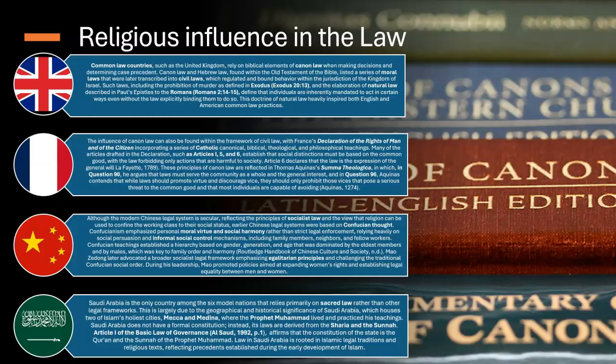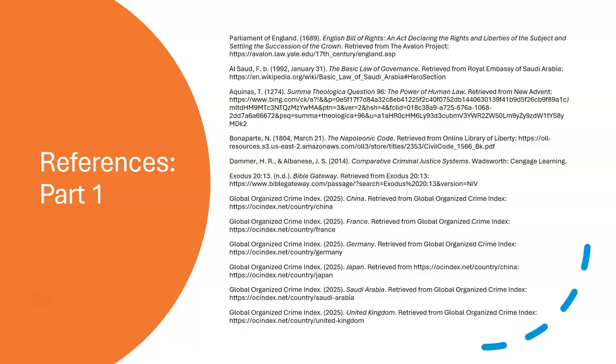On the other hand, although the modern Chinese legal system is secular due to the principles of socialist law, the Chinese legal system before the communist takeover of China was based on Confucian thought. Lastly, Saudi Arabia is the only country among the 6 model nations that relies primarily on sacred law rather than other constitutional frameworks. This is due to the fact that the laws are derived from the Sharia and the Sunnah according to Article 1 of the Basic Law of Governance of Saudi Arabia.